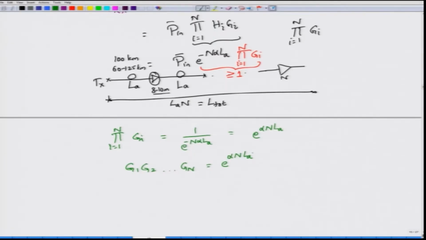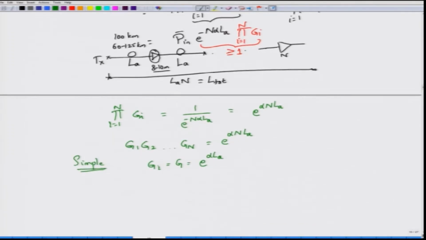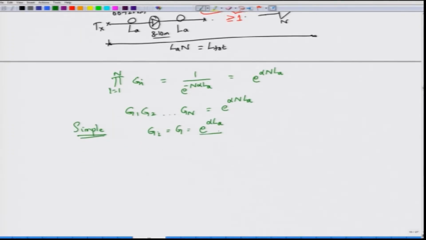One simple way of satisfying this constraint is to simply make all the amplifier gains equal to the same value, which is e to the power alpha into LA. If I do this, then the product of n such terms, the product of n e to the power alpha LA terms, is obviously going to be equal to e to the power alpha n into LA.